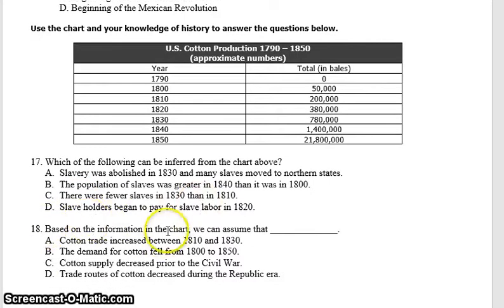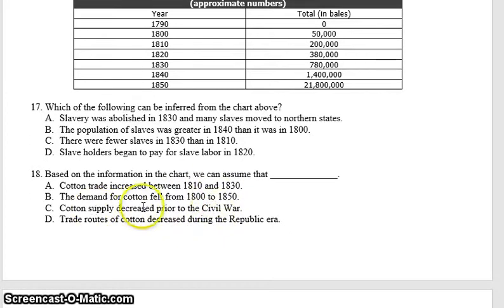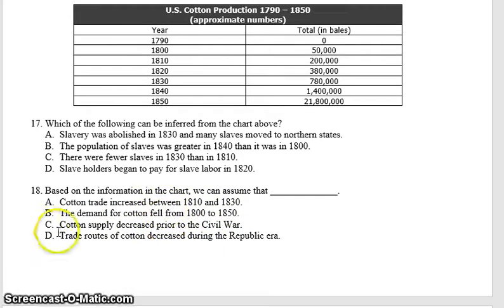Also, based on the chart above, we can assume that what? A. Cotton trade increased between 1810 and 1830. B. The demand for cotton fell from 1800 to 1850. C. Cotton supply decreased prior to the Civil War. Or D. Trade routes of cotton decreased during the Republic era.